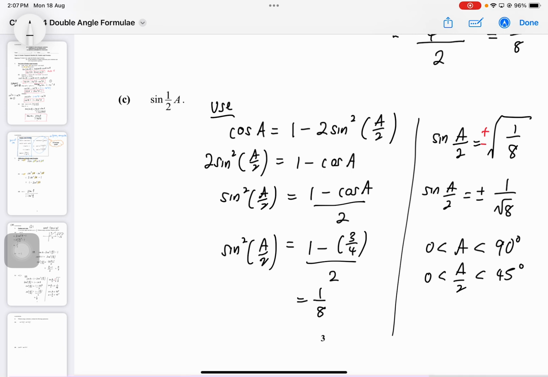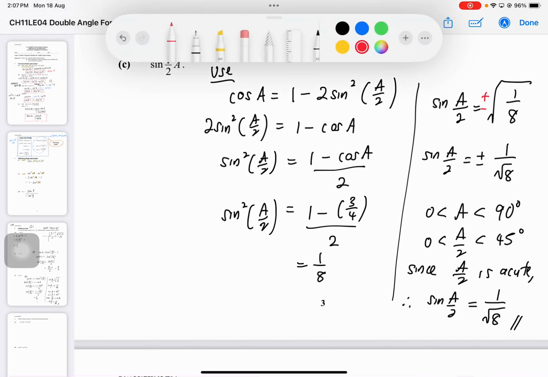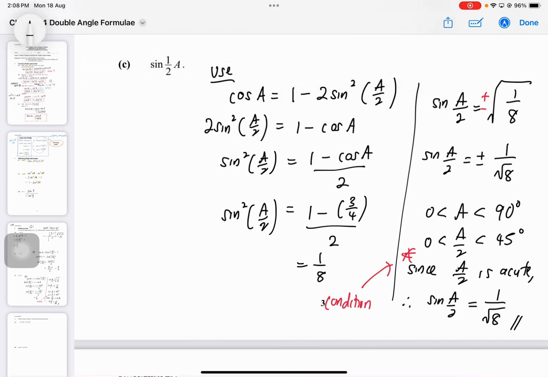Yes. Can I accept sine as negative in the first quadrant? Cannot. So since A over 2 is acute, therefore my sine A over 2 will just be the positive 1 over root 8. I cannot accept the negative. So in this case there is a condition. You have to consider the condition, because of the square root, you get the plus minus over there. Okay, any questions?